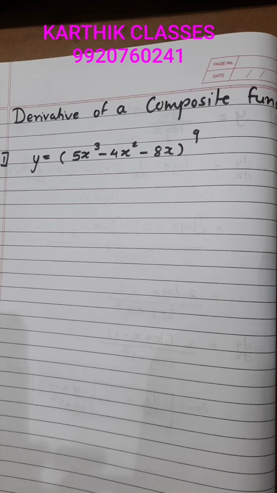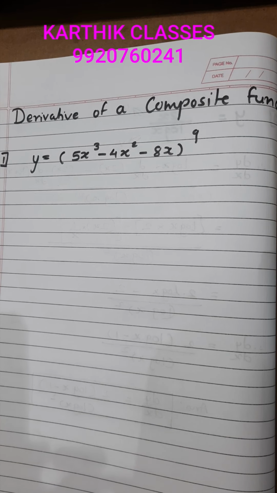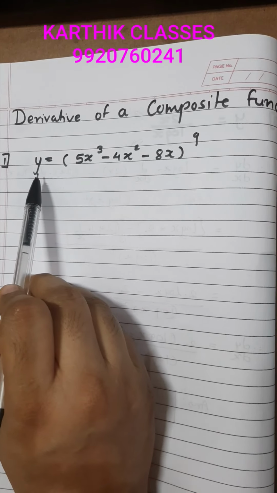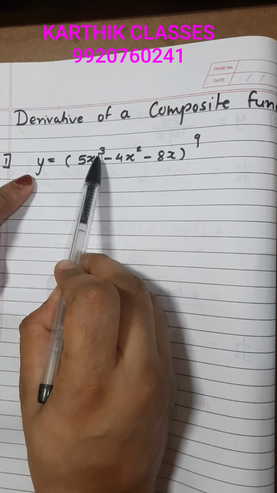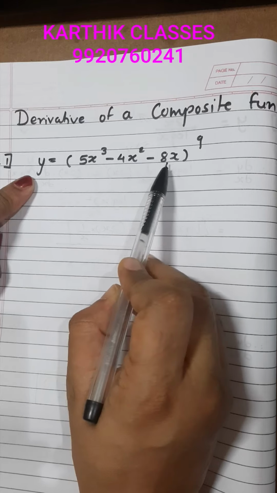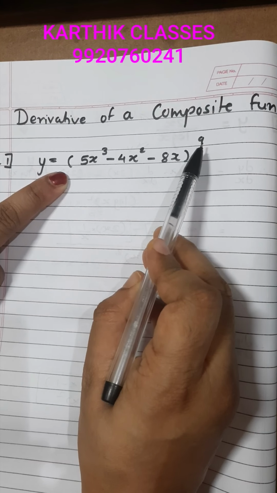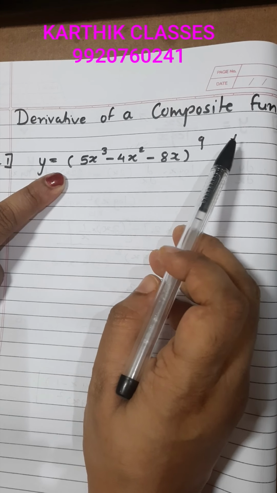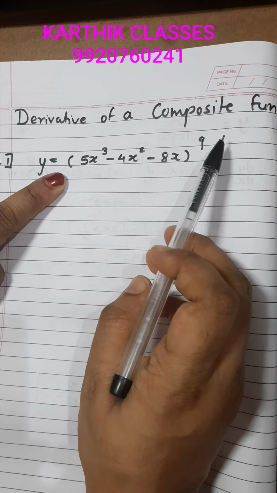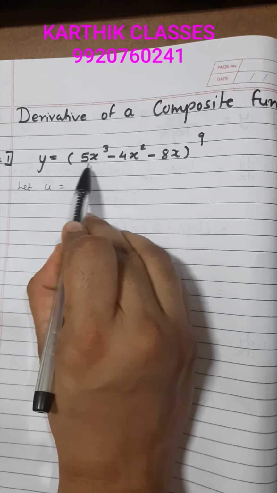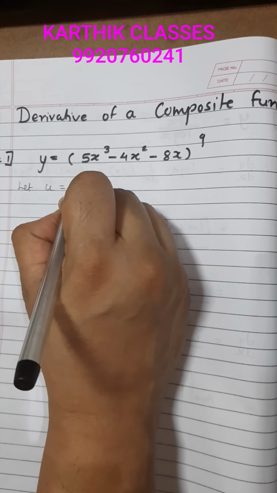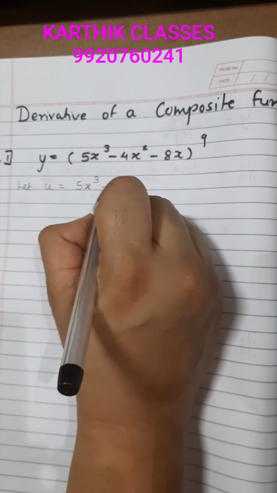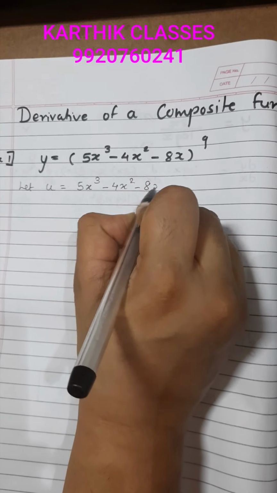Let us consider some examples of finding the derivative of a composite function. The very first example I have considered is y is equal to (5x cube minus 4x square minus 8x) whole raised to 9. As you can see, this is an algebraic expression and we have an index on that expression. So what we are going to do is, let u be equal to the algebraic expression in the inner bracket. So let u is equal to 5x cube minus 4x square minus 8x.